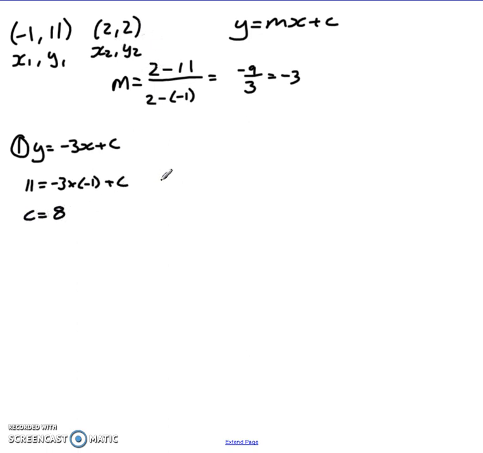If I use the other point, I should hopefully get the same answer. So y is 2 and x is 2. So I know that 2 equals negative 3 times 2 plus c. Negative 3 times 2 is negative 6. So when I shift it over, it becomes 2 plus 6. So again, c equals 8. Great, I've got the same answer for both. Doesn't matter which I use. Either way, I get the same equation: y equals negative 3x plus my c, which is 8. And I've just shown it. So there's one way we could get it.